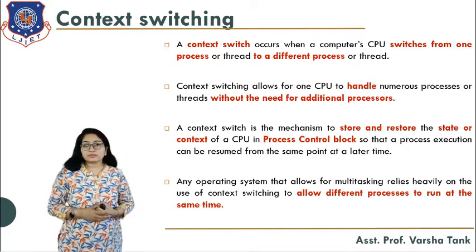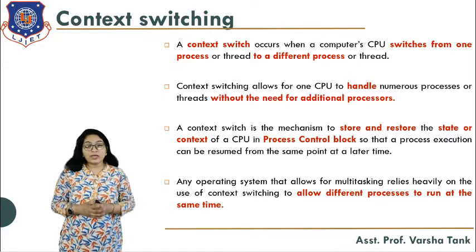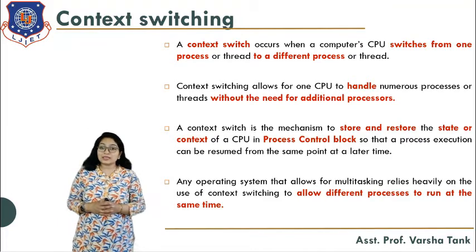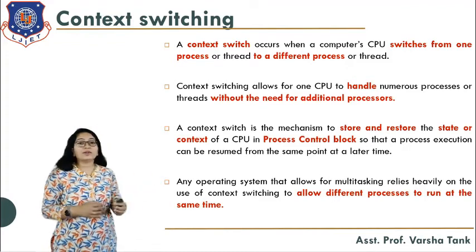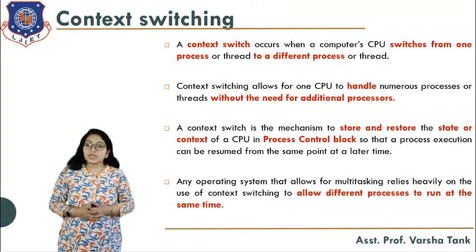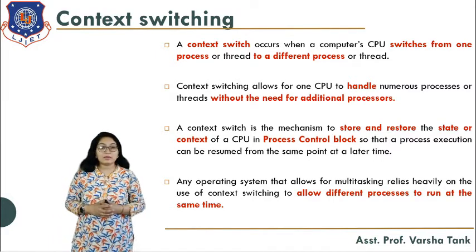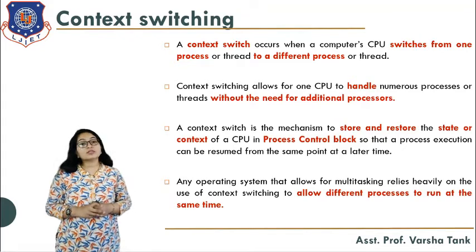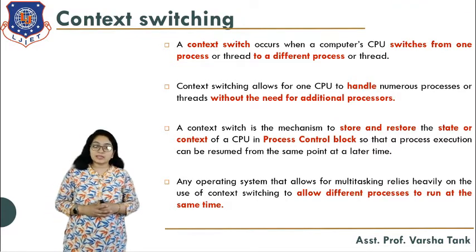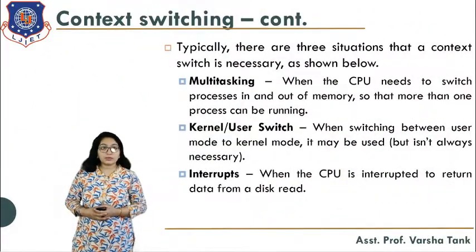Any operating system that allows multitasking relies heavily on the use of context switching. If the operating system defines multitasking, that means multiple tasks are under execution at the same time, so context switching is needed more at that time. Multitasking allows different processes to run at the same time when we have context switching. So in multitasking, it plays the major role in the execution of any process.